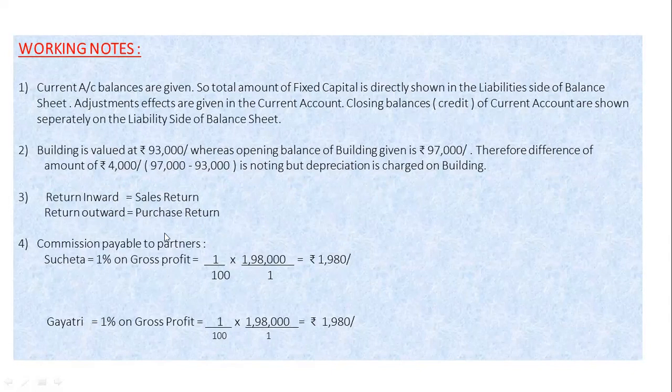Return outward means purchase return. How you have to calculate commission payable to partners? Sucheta 1% on gross profit. Gross profit amount is 1,98,000. So 1% commission is calculated like this, 1 upon 100 into 1,98,000 upon 1, that is rupees 1980. Like Gayatri, 1% on gross profit, that is 1 upon 100 into 1,98,000 upon 1, that is rupees 1980.